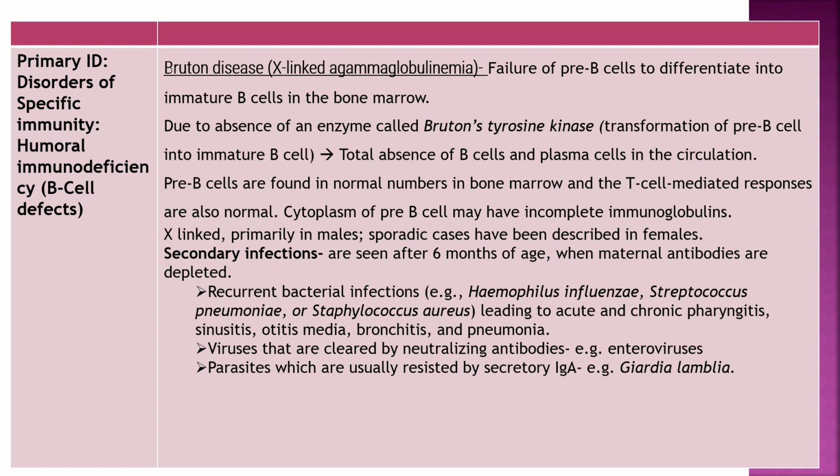It is X-linked, primarily in males. Sporadic cases may be seen in females. Infections are seen after 6 months, because the maternal antibodies are depleted. So there are recurrent bacterial infections, then viruses that are cleared by neutralizing antibodies, enteroviruses, and parasites like Giardia lamblia.